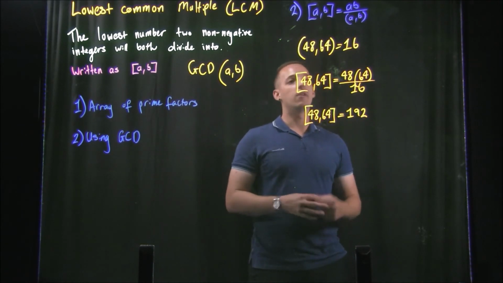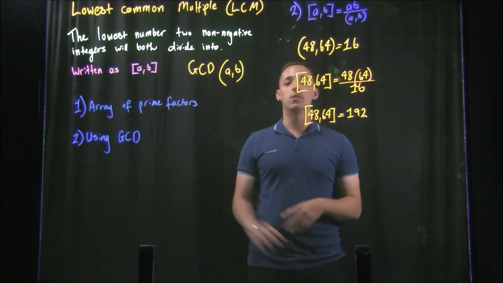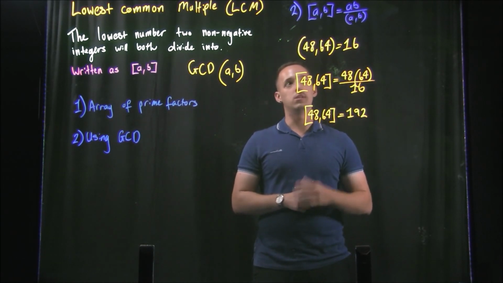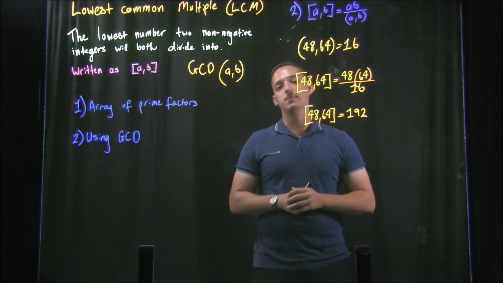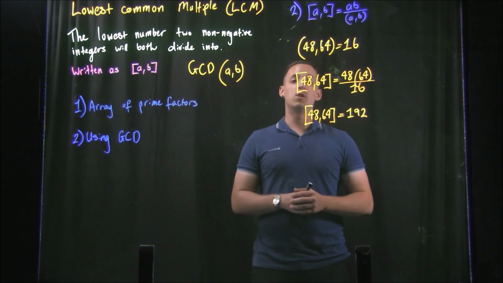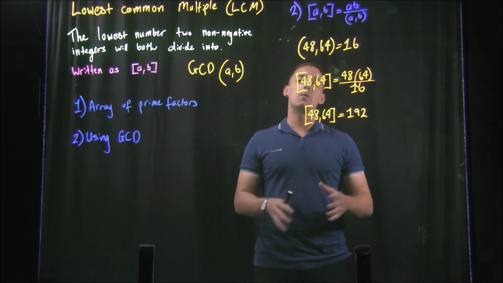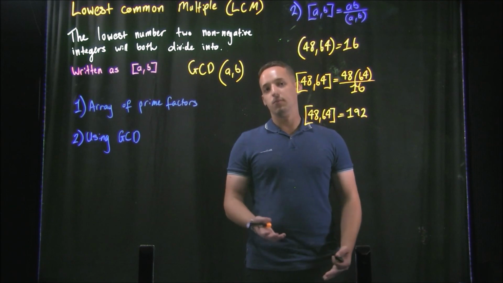We found that by first getting our GCD, which we'd have to use the methods we learned in the last video, and then using our GCD in our rule, which is AB over GCD of AB. Those are the 2 ways you can solve for LCM, and we're going to be looking at both GCD and LCM in word problems and how we can use them in practical aspects.